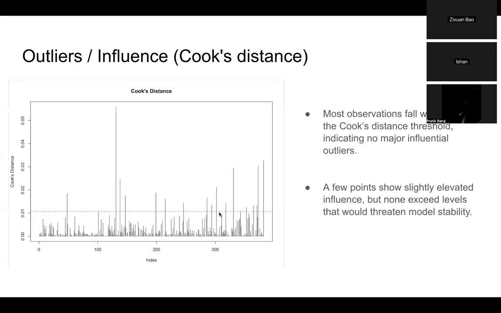Finally, I also ran Cook's distance, which showed a few influential points, but none of them were strong enough to meddle with the model that we created. One thing to note is that a few points showed some elevated influence, but none of them exceeded the levels that would actually threaten the model stability.